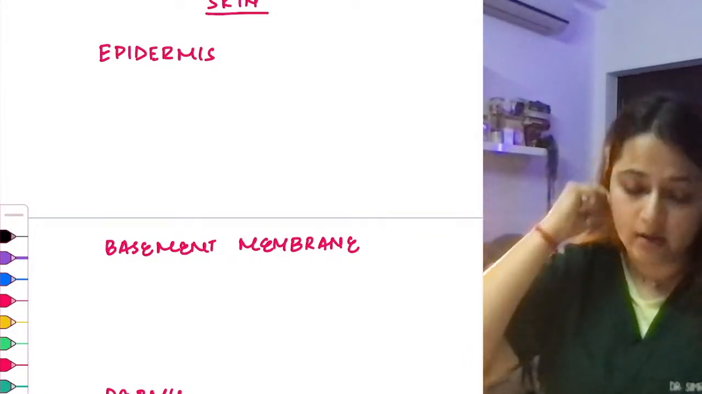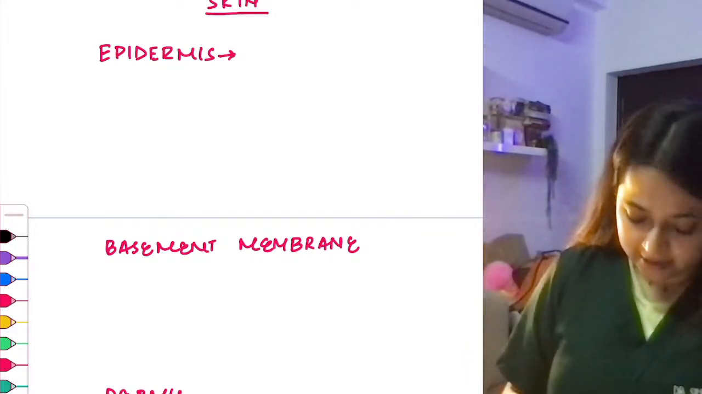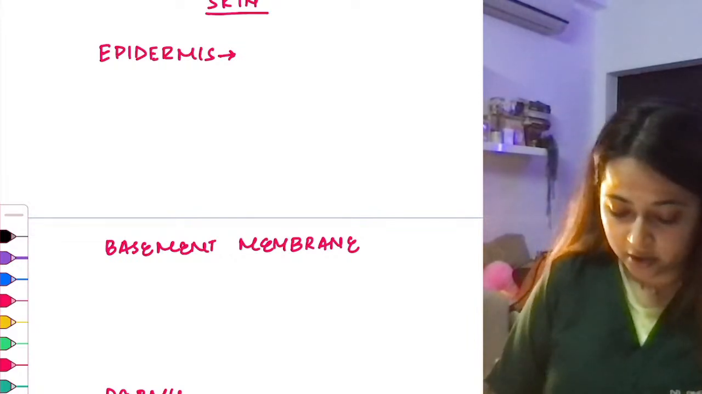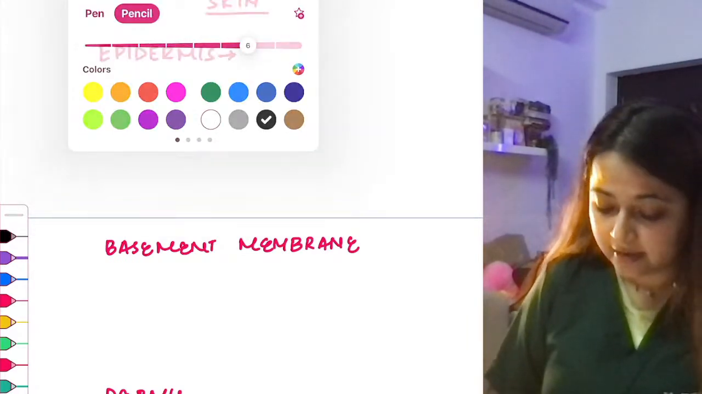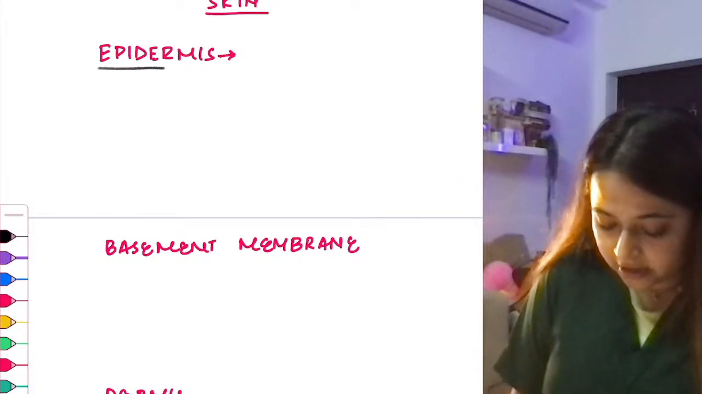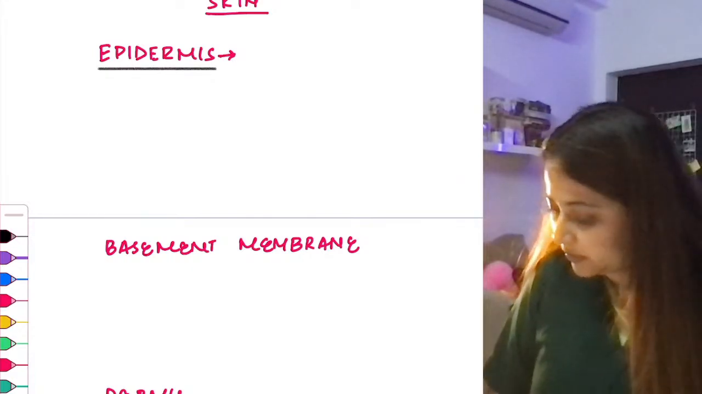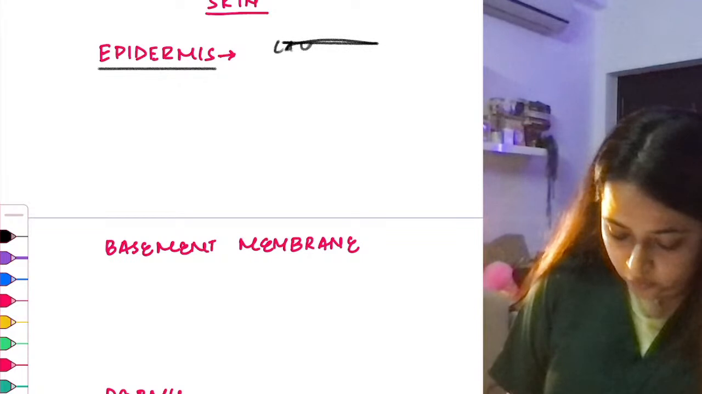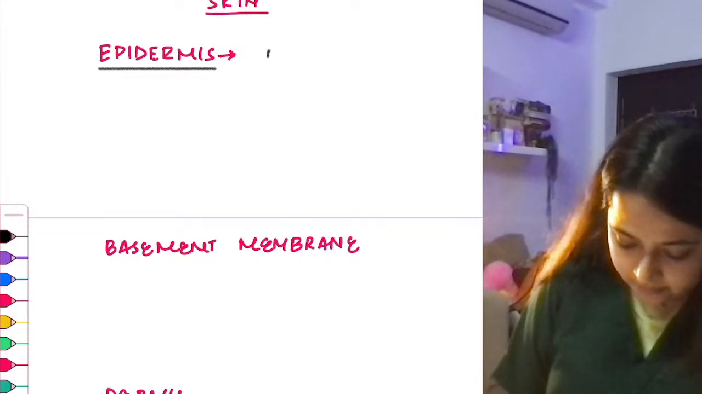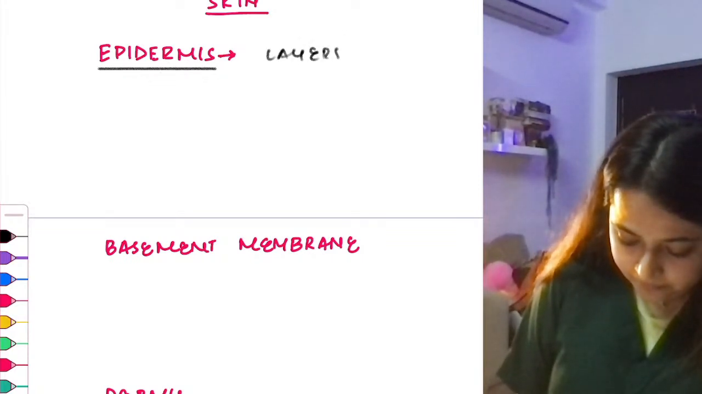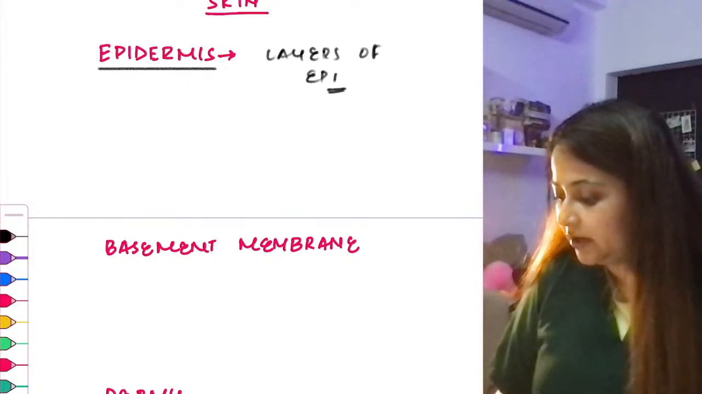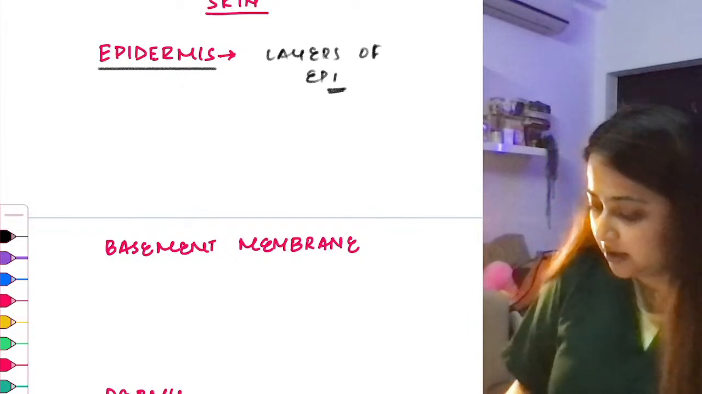All right. Now, what's high yield for us? The important thing for us is to know the layers of the epidermis. So let me see who can answer all the layers of epidermis. What are the different layers of epidermis? Anyone? What are the different layers of epidermis? This is very high yield.